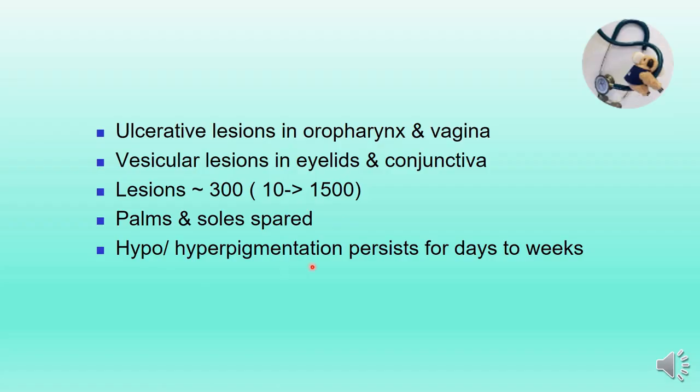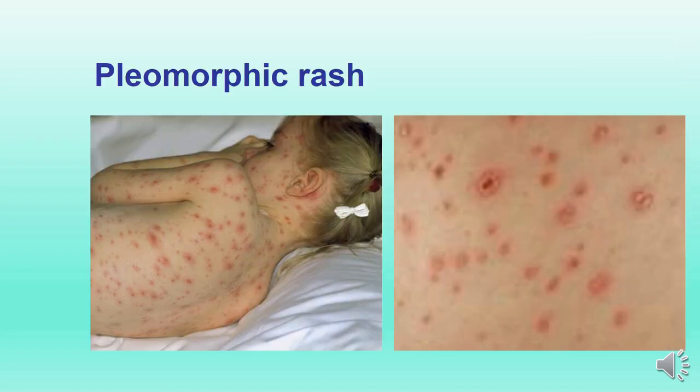Hypo and hyperpigmentation may persist for days to weeks after the disappearance of the rash. This picture shows you the pleomorphic rash. Some are vesicles, some are crusted, and then some erythematous papules are just appearing.